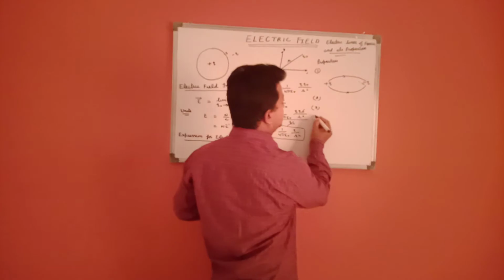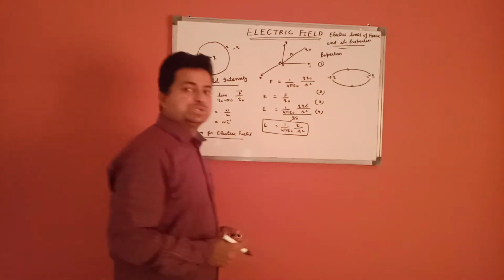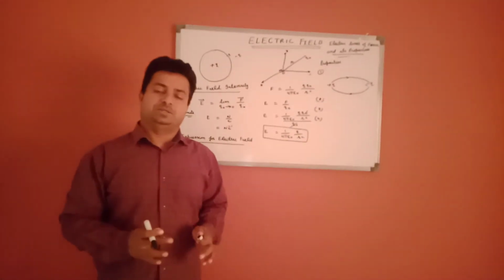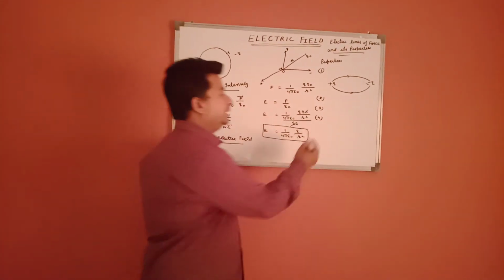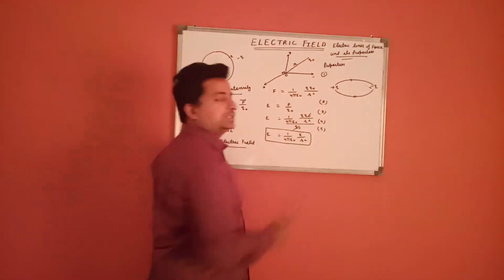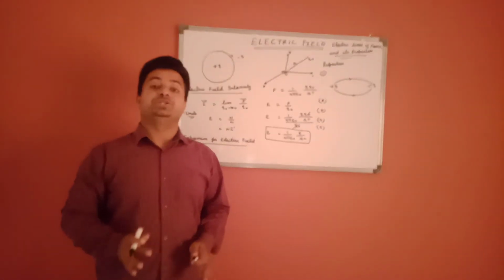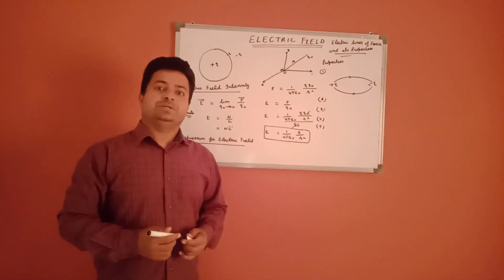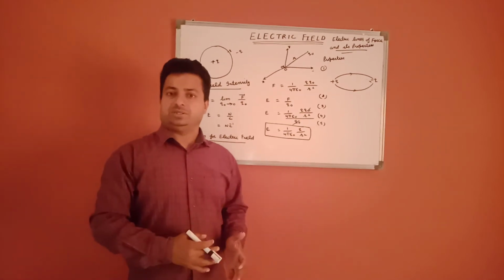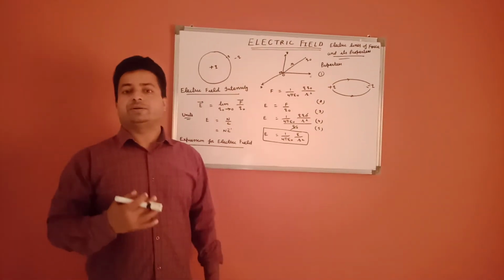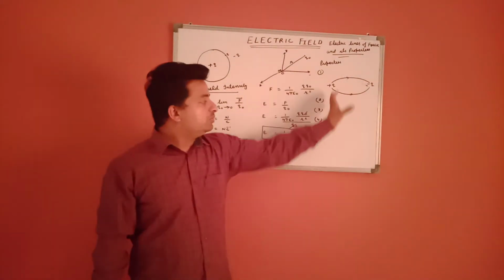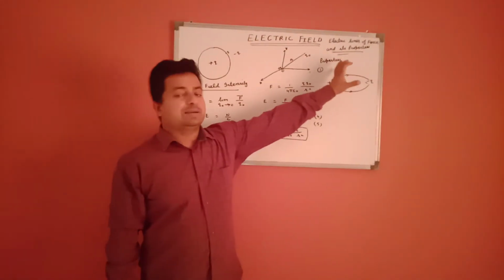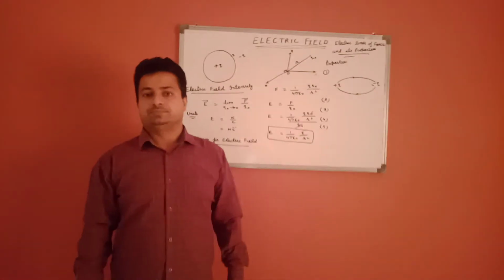The fourth one is electric lines of forces contract lengthwise, that is longitudinally. This is the fourth property. Fifth one is electric lines of forces exert pressure on each other. Due to this pressure, like charges repel each other and unlike charges attract each other. These are the 5 basic properties of electric lines of forces.